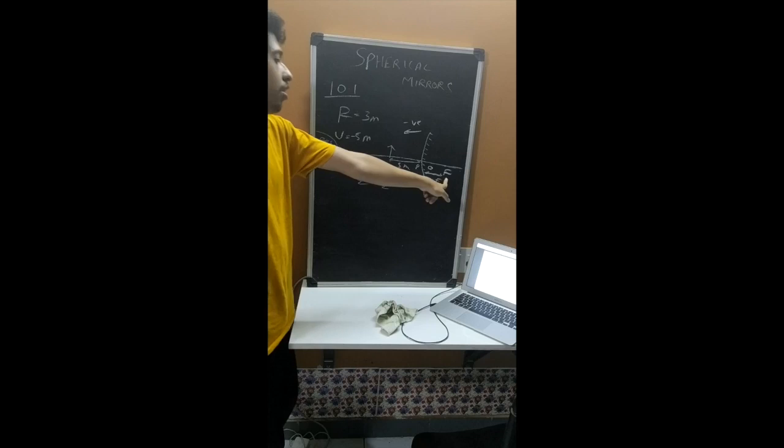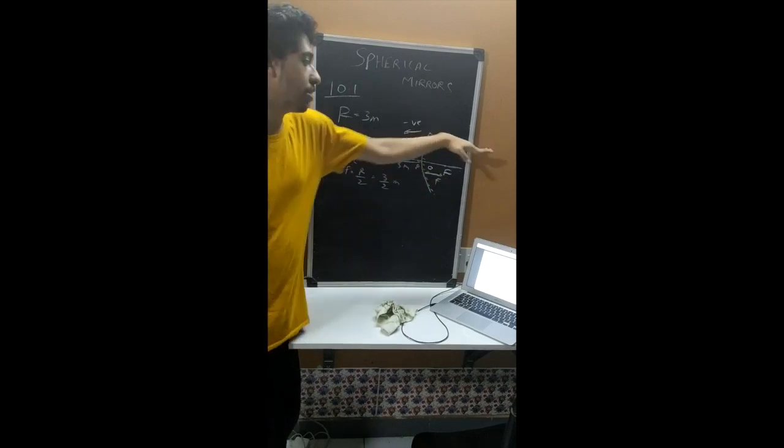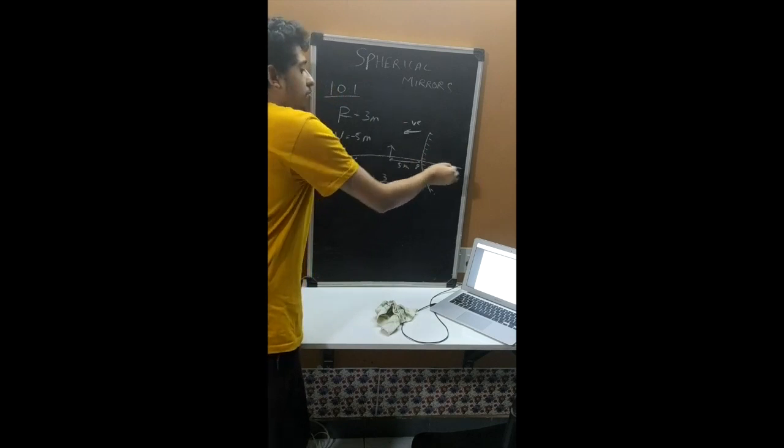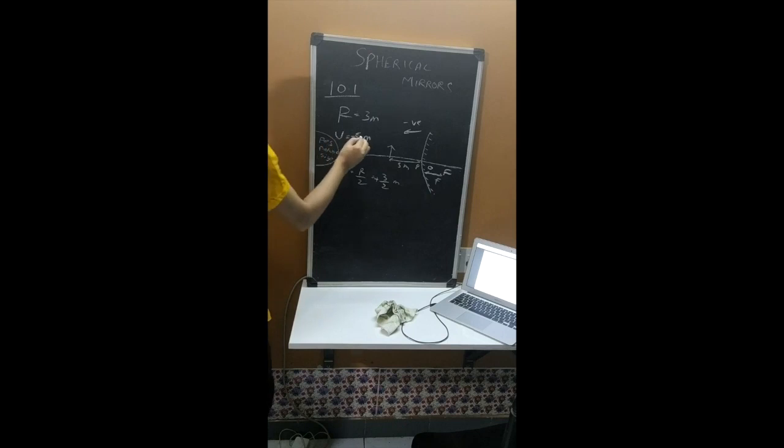Correct? And is it positive or negative? Focus is this side. 0 is here. This focus is this side, so it is positive. U is negative.